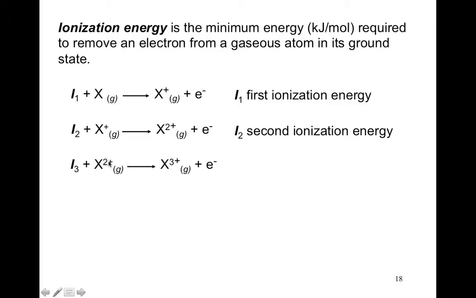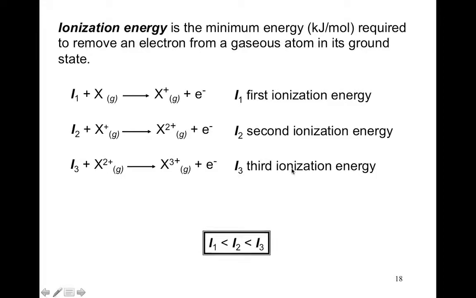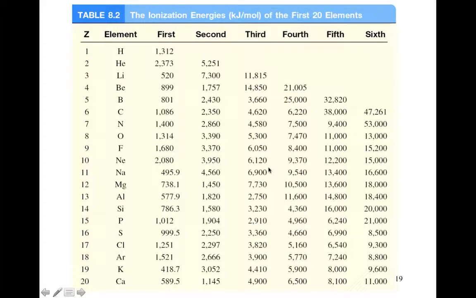So let's take that product. We've got a 2 plus cation. Let's see if we can pull another electron from it, make it a 3 plus and a free electron. That would be our third ionization energy. And at this point, the energy that we're using is really going to be a lot. So your first ionization energy is always less than your second ionization energy, which is always less than your third ionization energy.